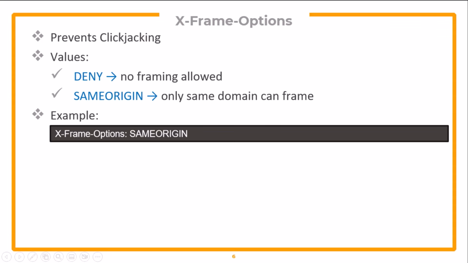X-Frame-Options is all about preventing an attack called clickjacking. This is where an attacker loads your website in a transparent iframe over their own malicious site and tricks you into clicking on things you can't see. There are two main values: DENY, which blocks the page from being loaded in a frame anywhere, and SAMEORIGIN, which is more common and allows the page to be framed, but only by pages from the exact same domain. Seeing this header is a good sign of basic security hygiene.